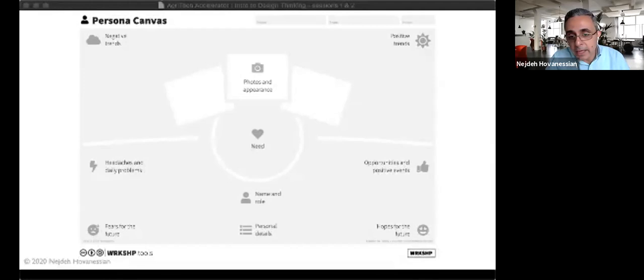And opportunities and positive events you have to write on the right side. And your audience's, your personas', hopes for the future and fears from the future also go on the left side, and headaches and daily problems on the left side.